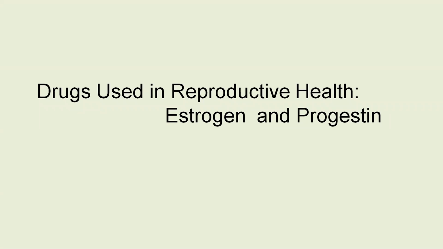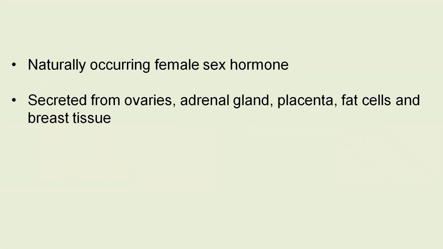So starting with estrogens. Estrogens are naturally occurring female sex hormones. Mainly they are secreted from the ovaries, the adrenal gland, placenta, a little amount from the fat cells, and breast tissue.